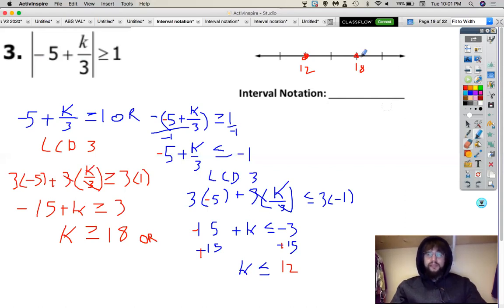I'm greater than or equal to 18, so I'm going to go that way. Less than or equal to 12, I'm going to go that way. Boom.